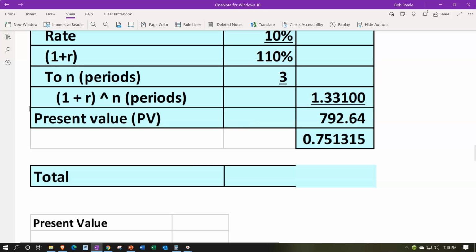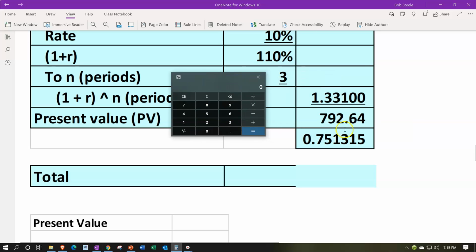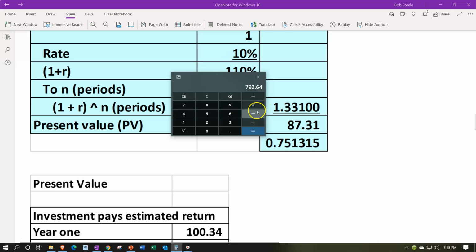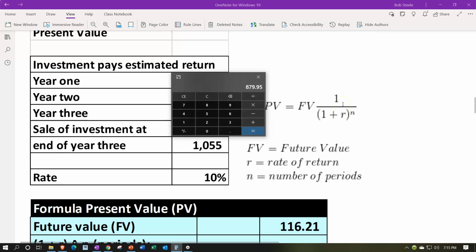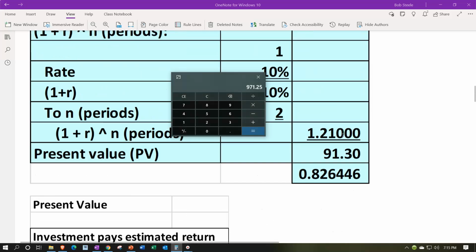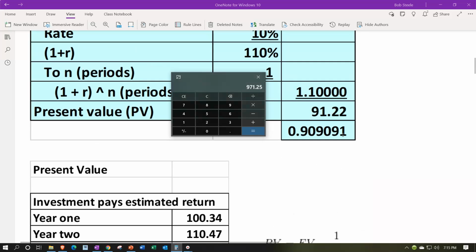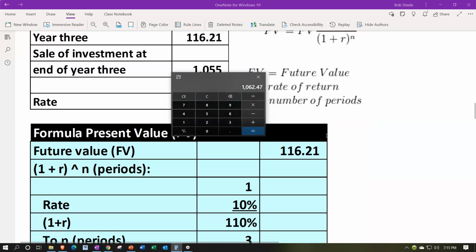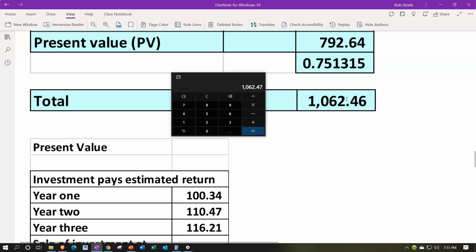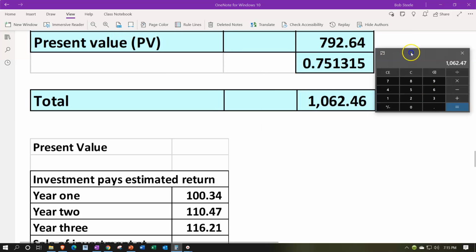Then if we add all this up for all these items, we've got this 792.64 plus the dividend for after 3 years, which was the 87.31, plus the dividend after 2 years, which was the 91.30, plus the dividend after 1 year, the 91.22. And that gives us about the 1,062.47. Note that there is rounding involved if we add those up. So there we have that.